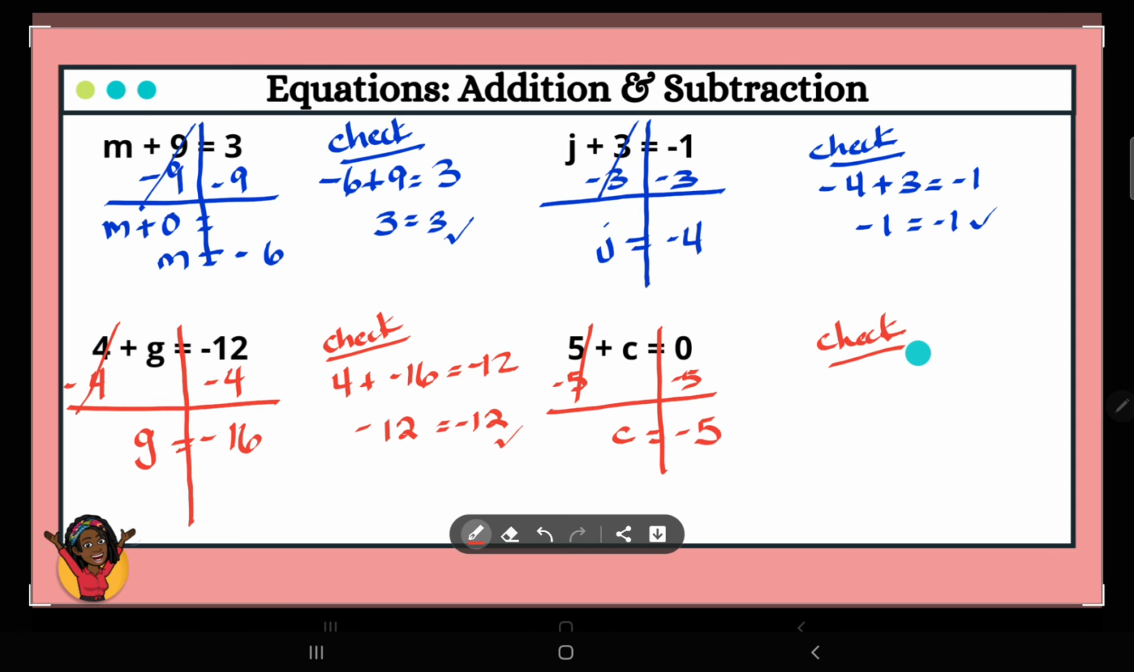Why do we perform a check, you ask? Well, when we plug the numbers back in, it must make sense. It must ensure that our equation is indeed balanced. So if it's not balanced, then we know we made a mistake and we need to revisit what we completed. So 5 plus negative 5. If I have $5, I give it away, that's just 0. 0 is equal to 0, so that is indeed balanced.